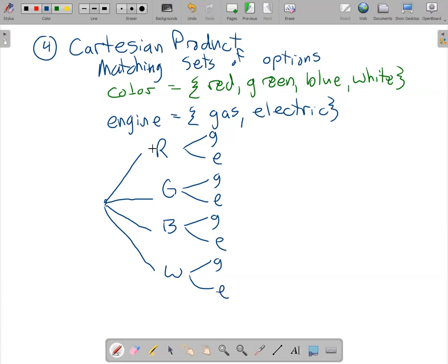In the end, I can see that I could have a red car that's gas or a red car that's electric, a green car that's gas or a green car that's electric. But in the end, these 4 options by 2 options end up giving us 8 options. Earlier I called this the fundamental principle of counting when we were playing with sets in problem solving.